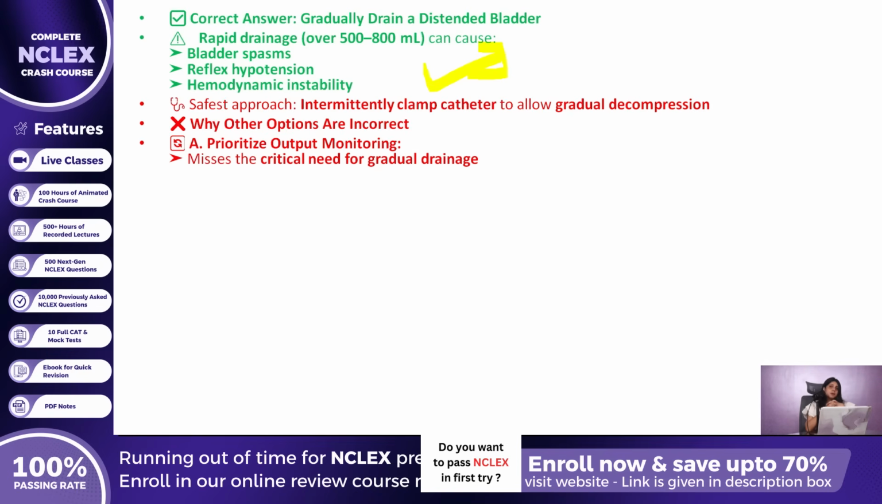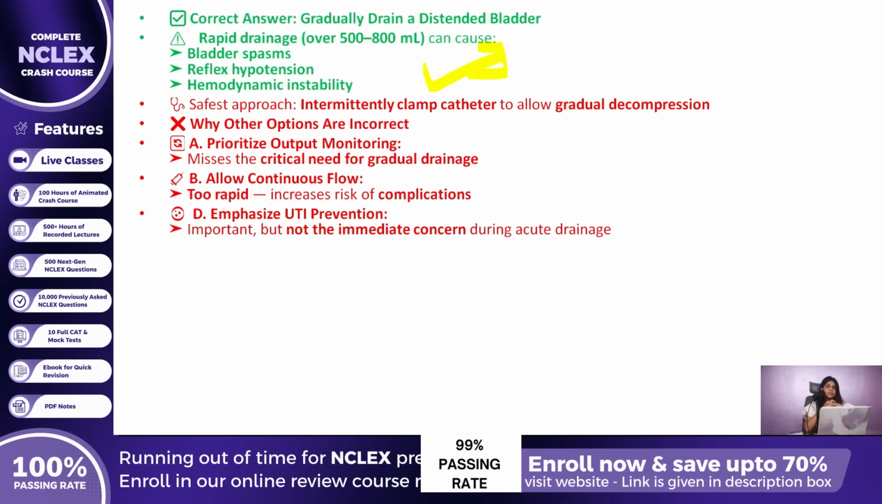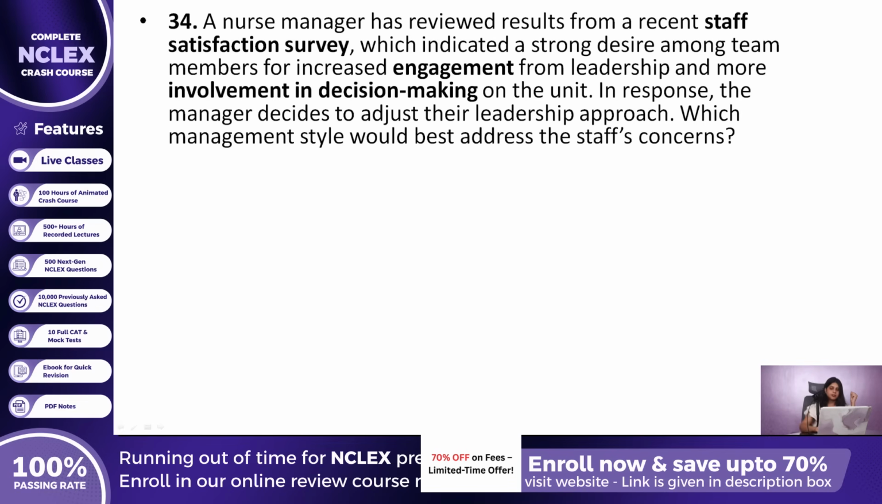Option A misplaces the priority, Option B skips gradual drainage, and Option D focuses incorrectly on UTI prevention instead of hemodynamic stability. Moving on to the next question.